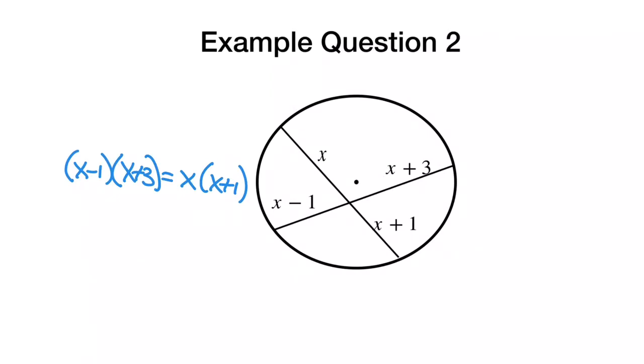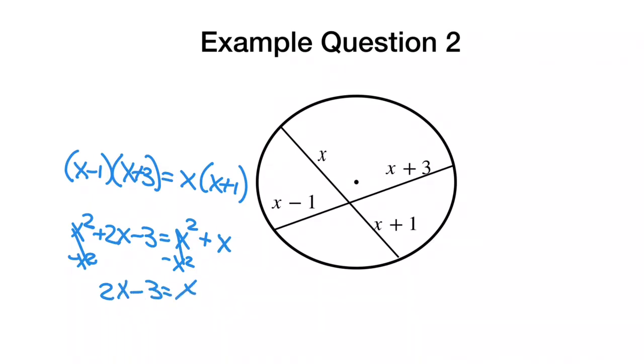So we multiply these two polynomials together, x squared, and we have a plus 3x minus an x, so that means 3x minus x is plus 2x, minus 1 times 3 is negative 3, equals x squared plus x, distributing that x. These x squareds will cancel out, and we're left with 2x minus 3 equals x.